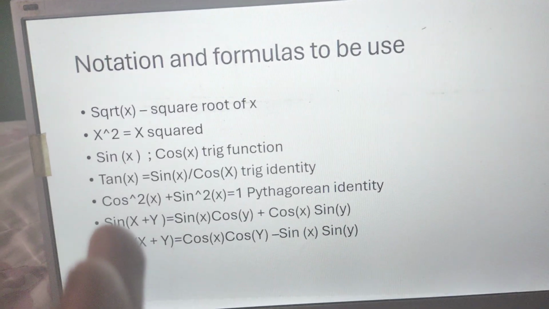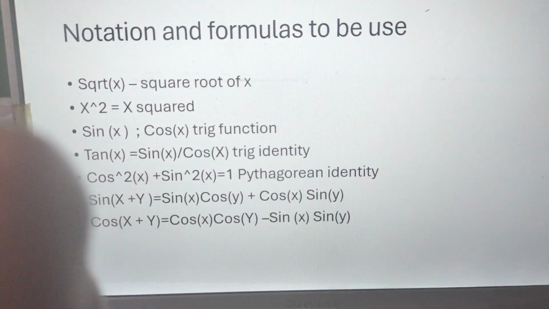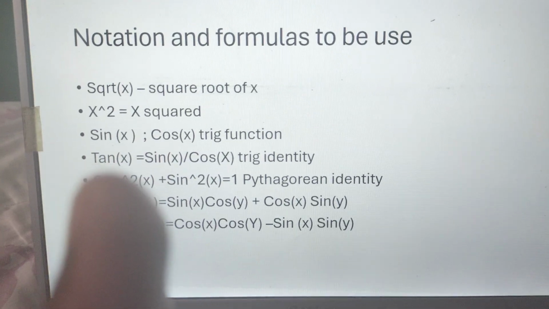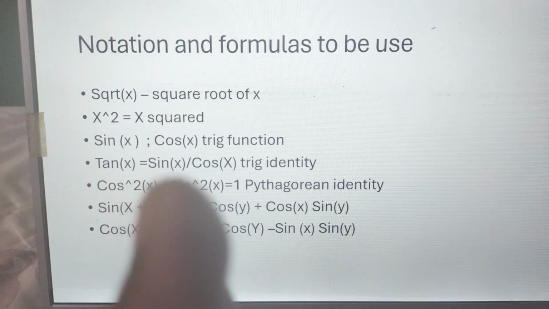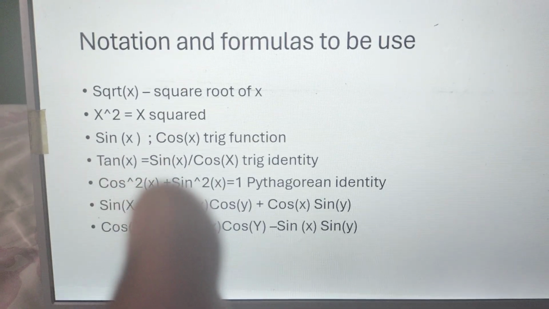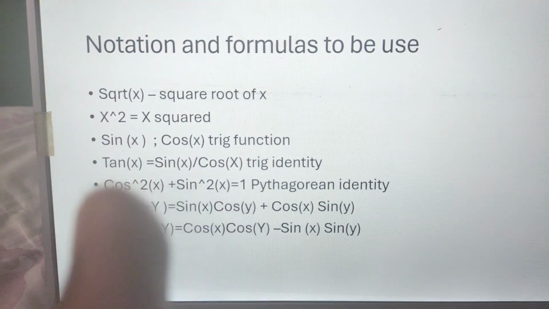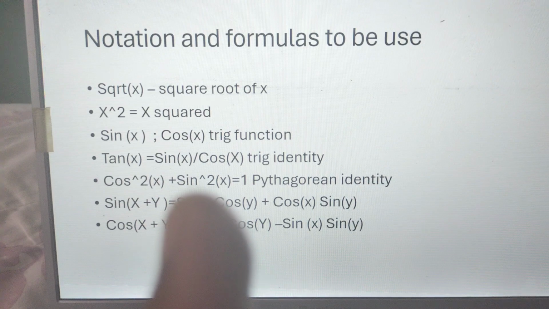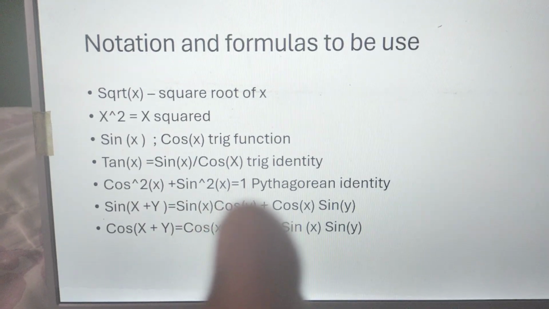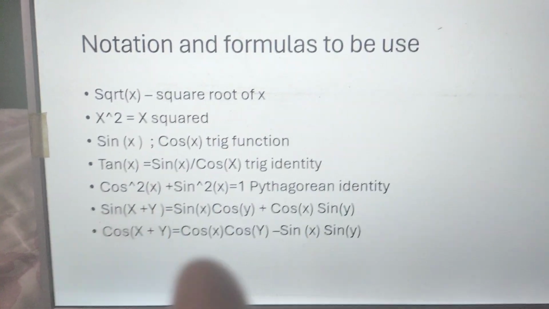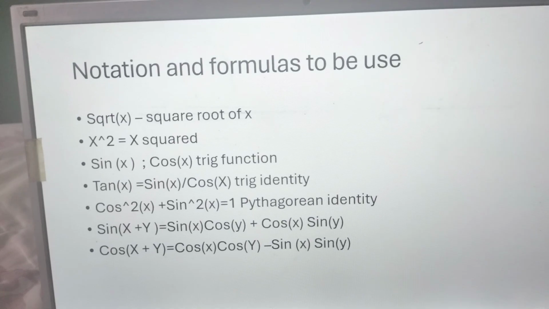These are the notations we're going to use. Square root of x. x to the power of 2 equals x squared. Sin x, cos x are trig functions. Tan x equals sin x over cos x is a trig identity, and that's the trig identity we're going to use. Cos squared x plus sin squared x equals 1 is the Pythagorean identity. These are the double angle formulas. These are the compound angle formulas.